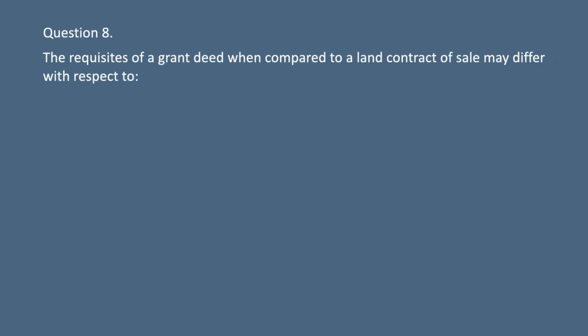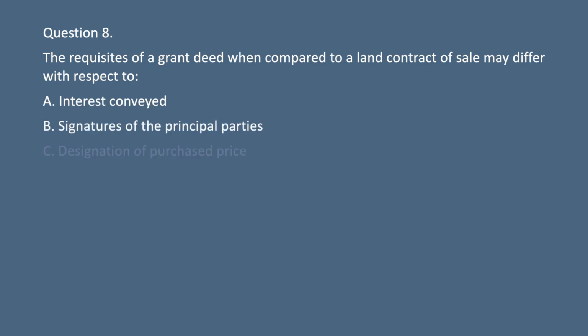Question 8. The requisites of a grant deed when compared to a land contract of sale may differ with respect to A. Interest conveyed. B. Signatures of the principal parties. C. Designation of purchased price. D. All of the above.